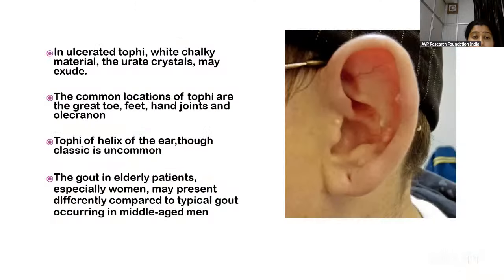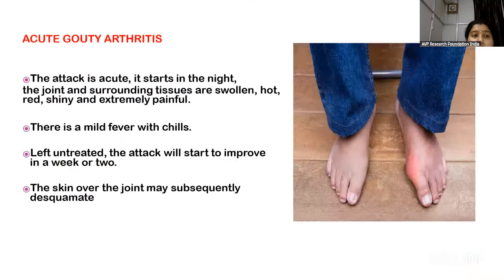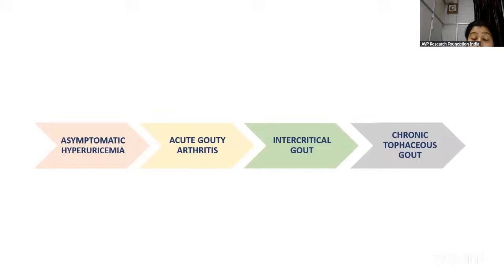Now, we have dealt with all the stages of gout: asymptomatic hyperuricemia, acute gouty arthritis, intercritical gout, and chronic tophaceous gout. In asymptomatic hyperuricemia, only lifestyle changes are required. Most of the patients we get are in the stage of acute gouty arthritis. Intercritical gout is the in-between period, and chronic tophaceous gout is the period where the tophi get manifested.